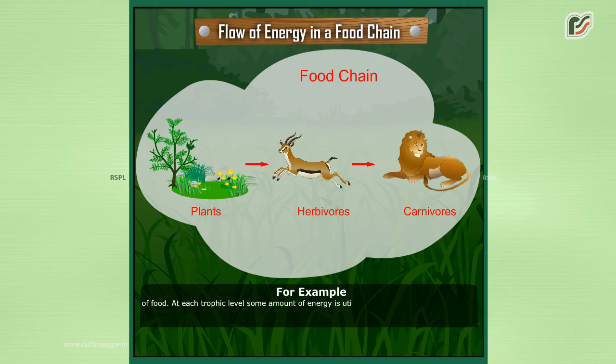At each trophic level, some amount of energy is utilized by the organisms to carry out the various metabolic activities. At each trophic level, a part of the energy is utilized by the decomposers to carry out their life processes. At each trophic level, transfer of energy is accompanied by loss of energy. This energy is lost in the form of heat into the environment.